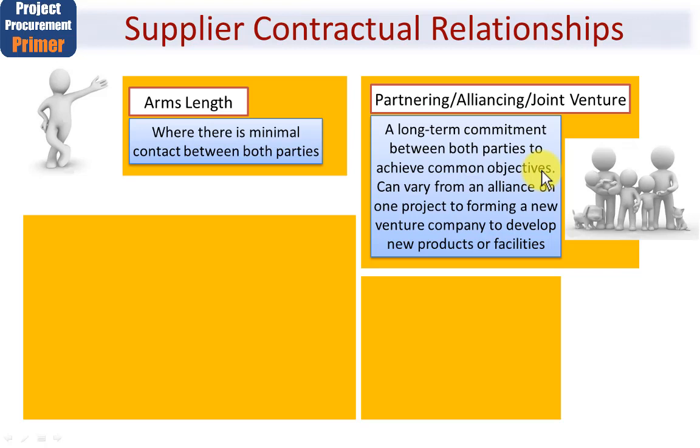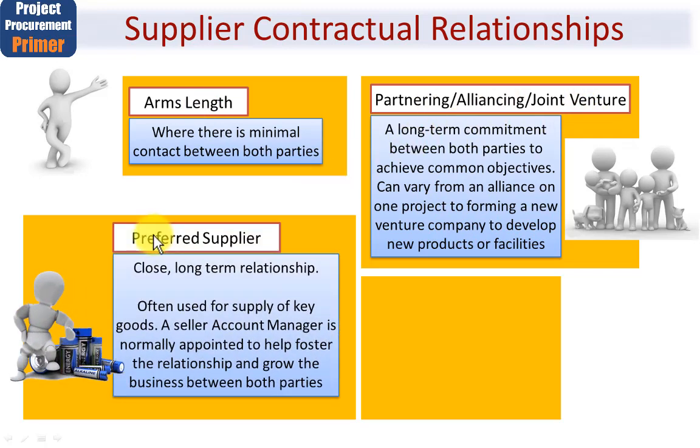We both knew how each other worked, we knew that they were reliable and that their products were good and we could maintain them and so on and so forth. And from the supplier perspective, of course, the defence industry, if you will, was one of their biggest and most important customers. So very often we formed some form of partnering agreement or joint venture with them. However, just talking about this generally now, this can vary from an alliance on one project to forming a new venture company to develop new products or facilities. Yes, that could happen. So, arm's length or partnering, forming an alliance or joint venture.